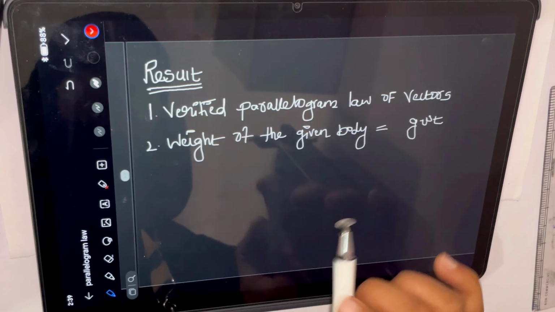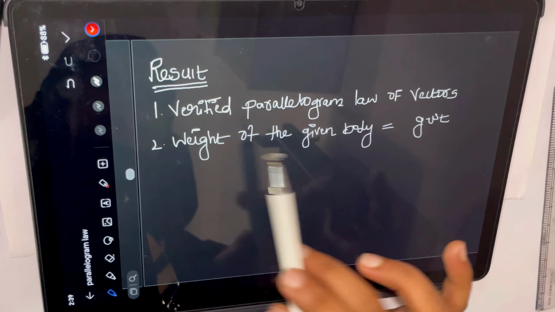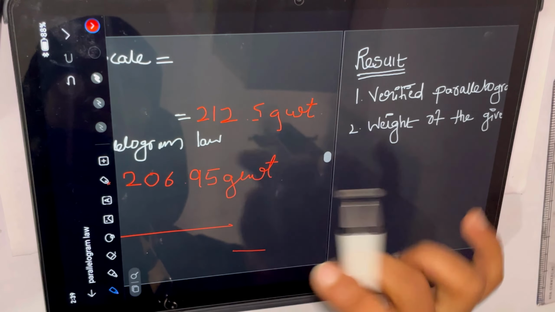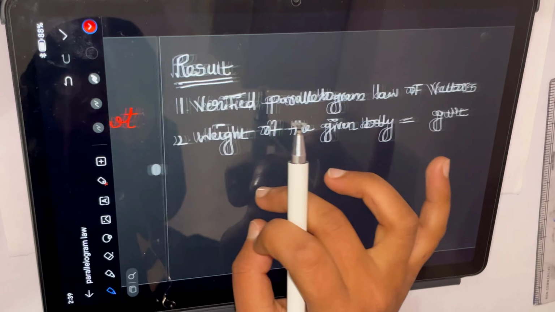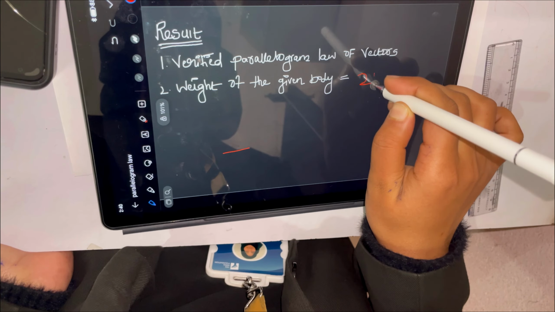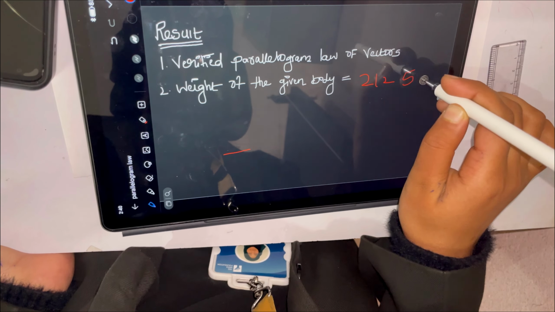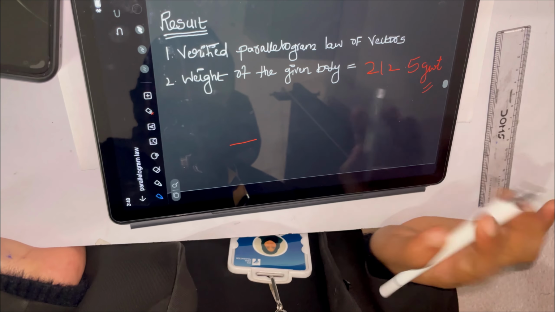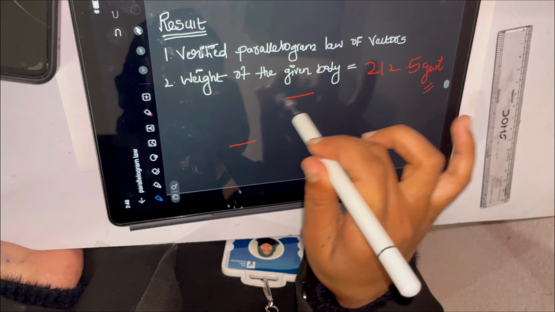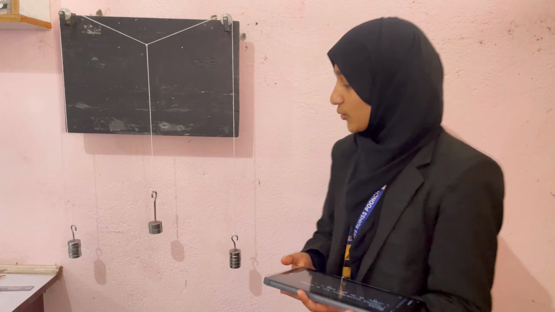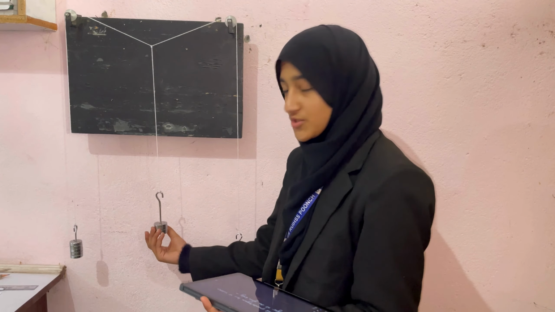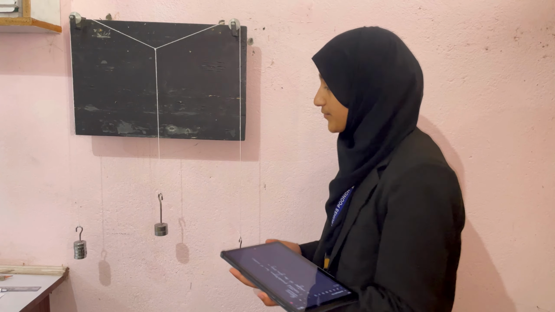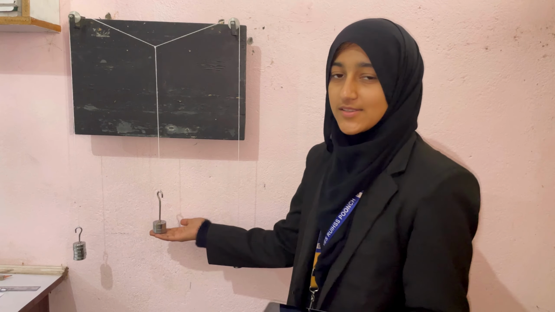Next is our result. As we know, the parallelogram law of vector is verified with this, and the weight of the given body is 212.5 gram weight. So yeah, that's it. We have found the weight of the given unknown body, which is approximately equal to 212.5 gram weight. So this is the weight of this body.